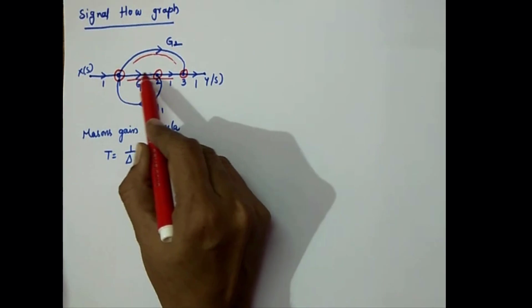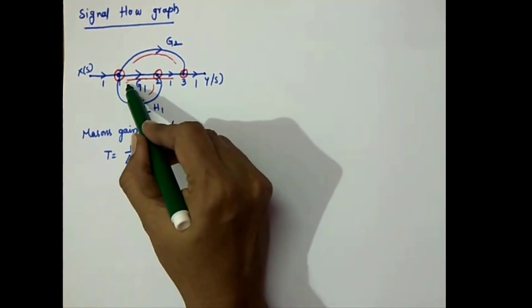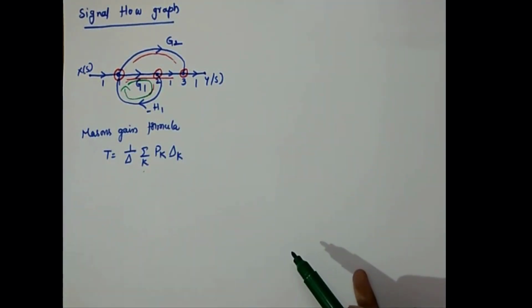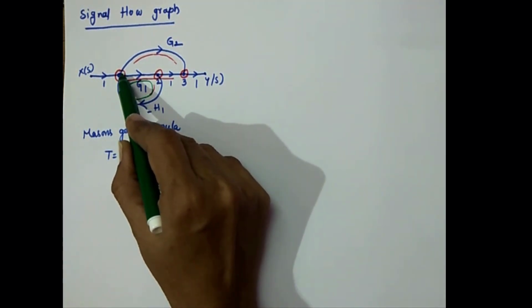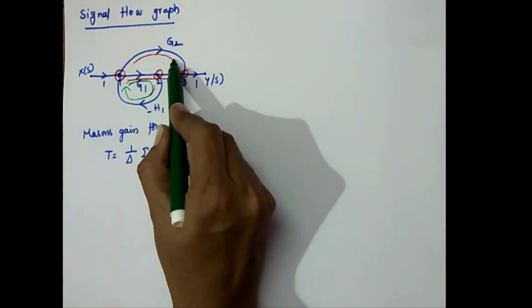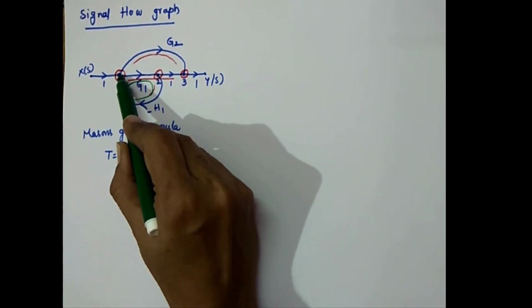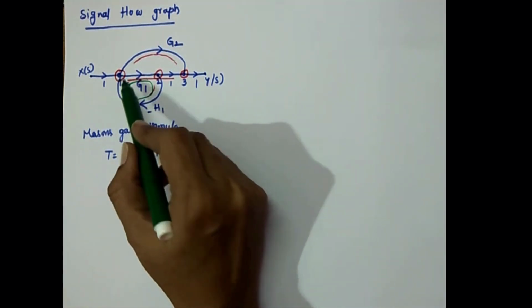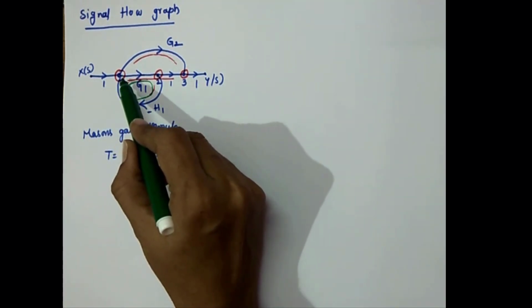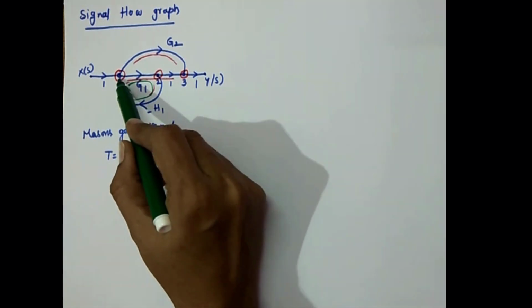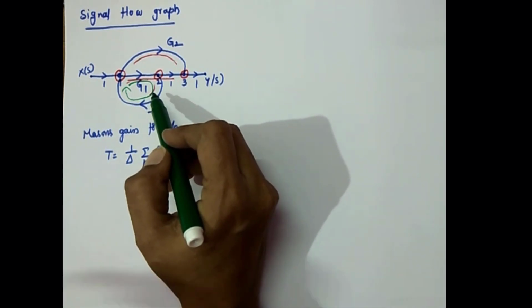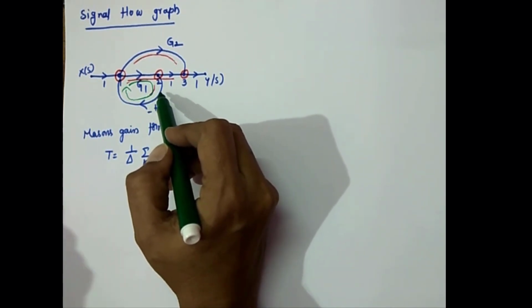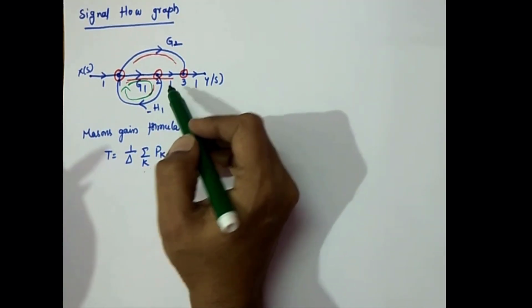See here. Only this is the loop. One loop is there. And now if you see this loop, it is touching both the forward paths. It is touching this forward path and also this forward path, because this is the node which is connecting the two forward paths and this is the node which is closing the feedback path. So the same node is connected to two forward paths, hence there is no loop which is not connected to the forward path.